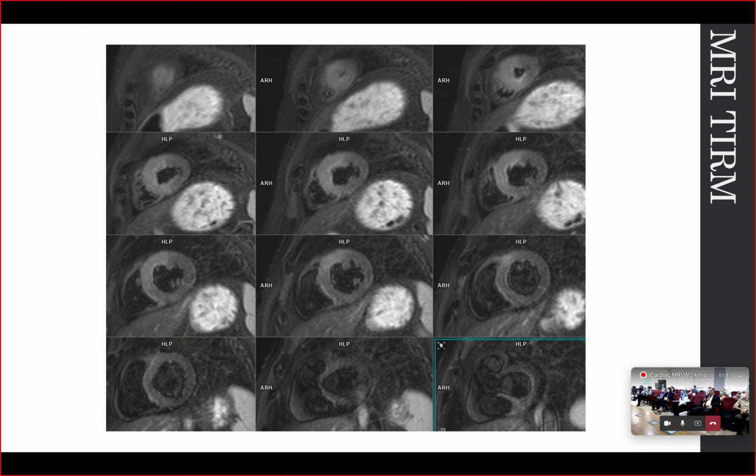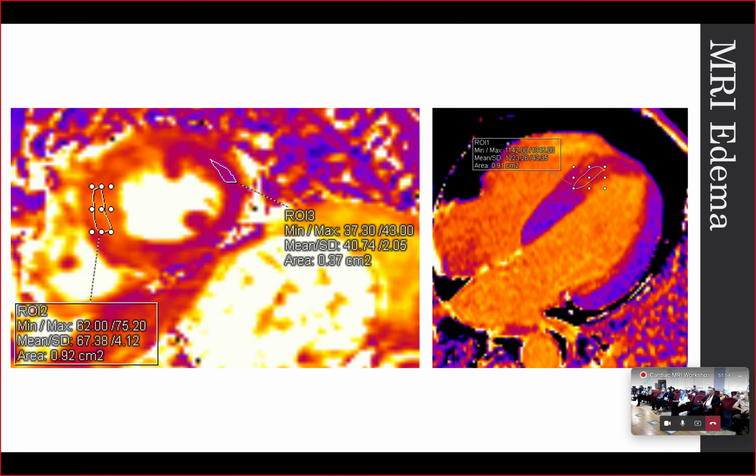So it's a regional edema in one territory, although the catheter was normal, but again the edema was regional. Let's move to mapping, which confirmed what we saw in the turbo inversion or the edema sequences. So the T2 came back 67, which is elevated, and the T1 map 1200, which is elevated or prolonged T1 map time for 1.5 Tesla, and confirmed what we saw about the edema.